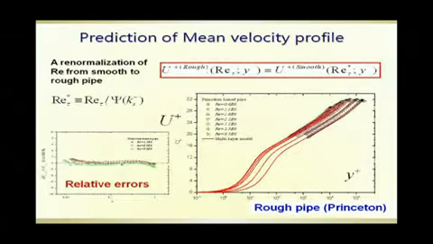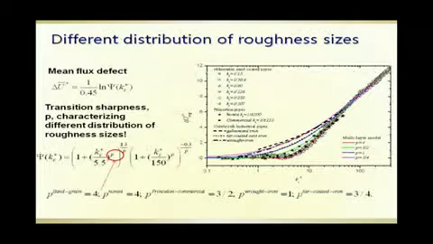Another prediction in our theory is the mean velocity profile in rough pipe. According to Nikuradse, per se is the effective roughness, but in our work, it defines the effective pipe radius and Reynolds number. We can transfer the mean velocity profiles from smooth pipe to rough pipe, and the accuracy is pretty good, bounded within 1%.